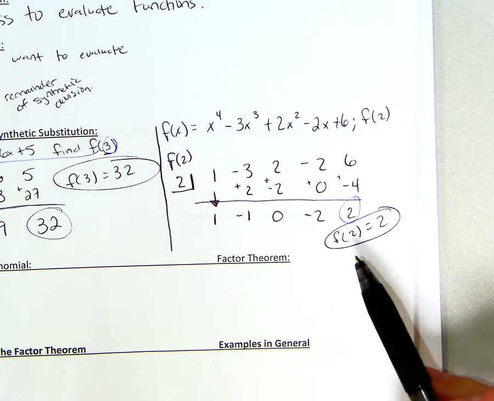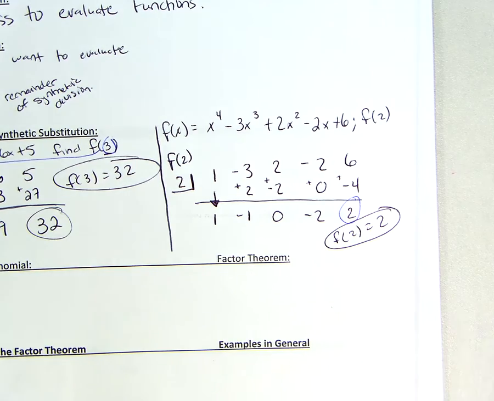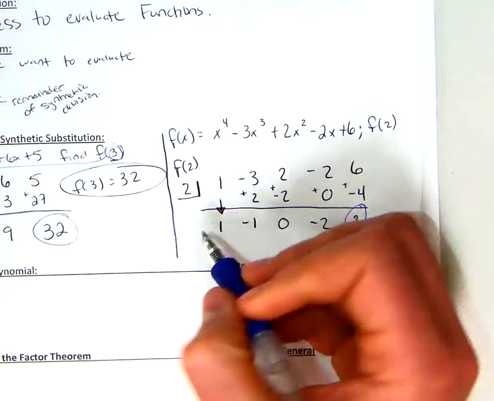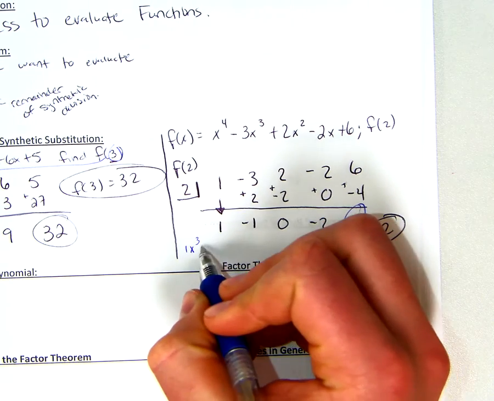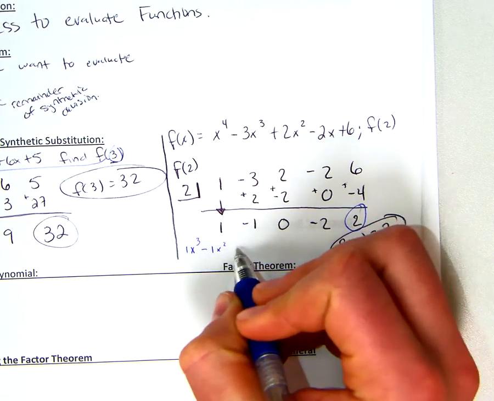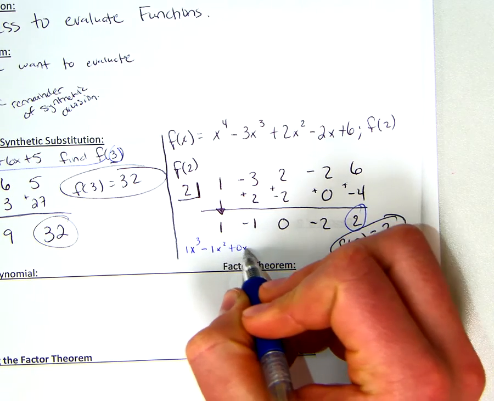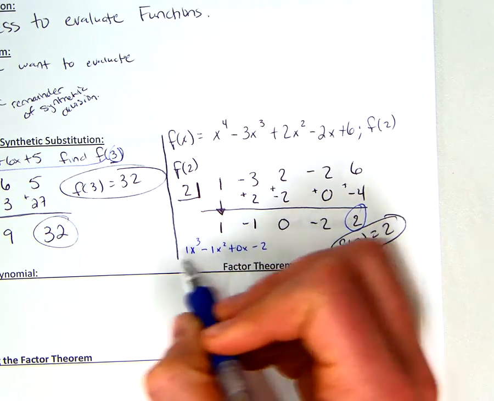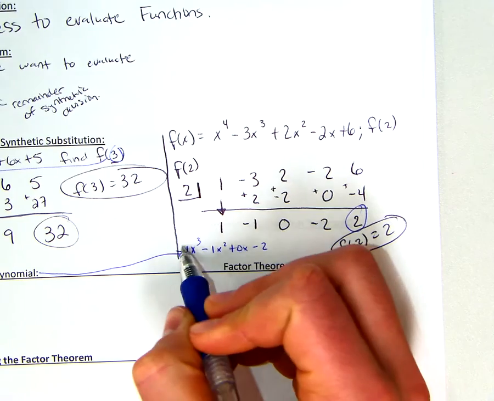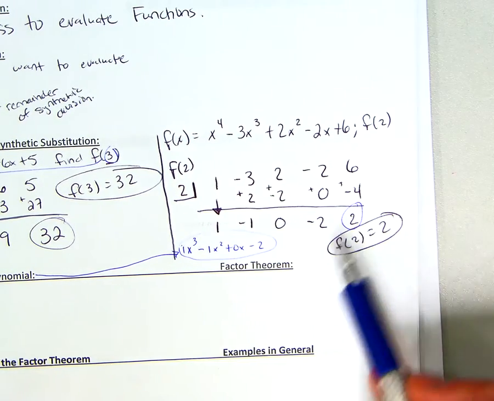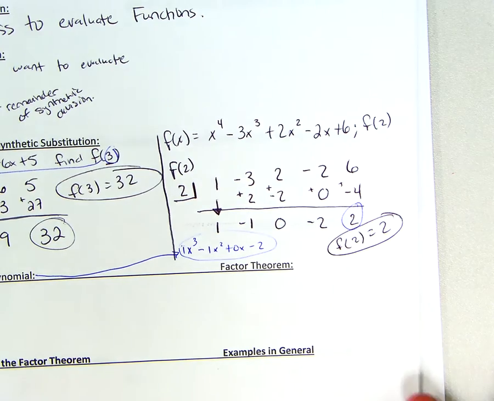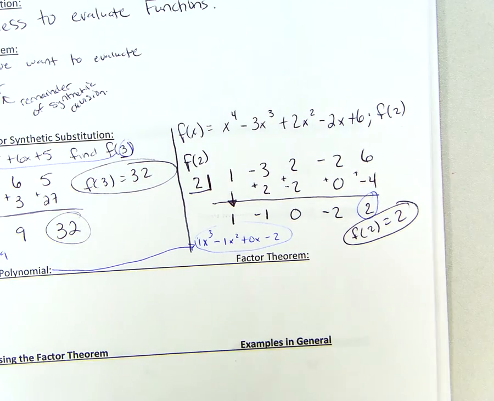What does this mean? Again, when x equals 2, y equals 2. And my depressed polynomial would be 1x to the 3rd minus 1x squared plus 0x minus 2. Again, that is what the depressed polynomial is here. This, again, is not the answer. The important part is this part right here. All right, so that's one chunk of what you will have to do.